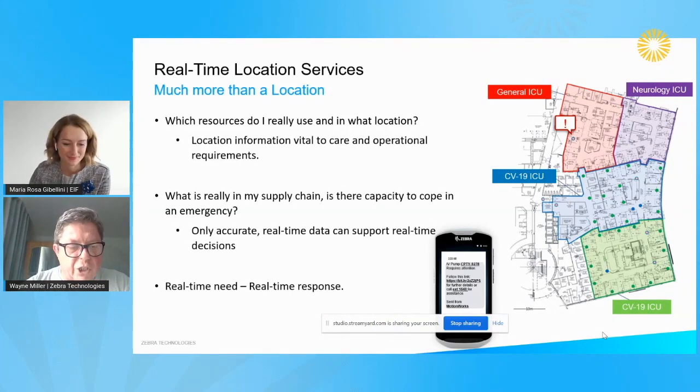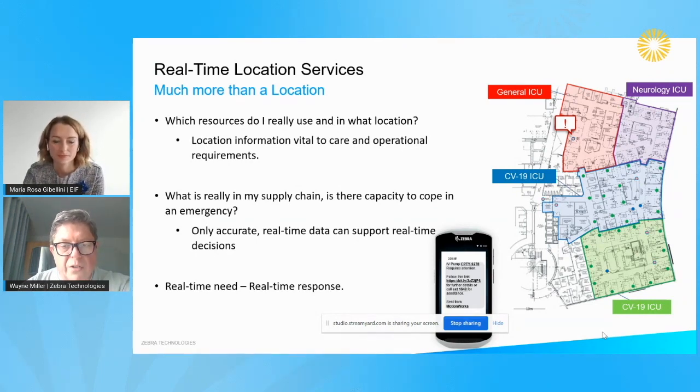Real-time information being shared allows us then to respond in an emergency. It also allows us to look at what's in the supply chain, what's really in the supply chain and where that is, rather than what we think is in the supply chain. So we can't really operate a real-time response unless we're gathering that real-time information.